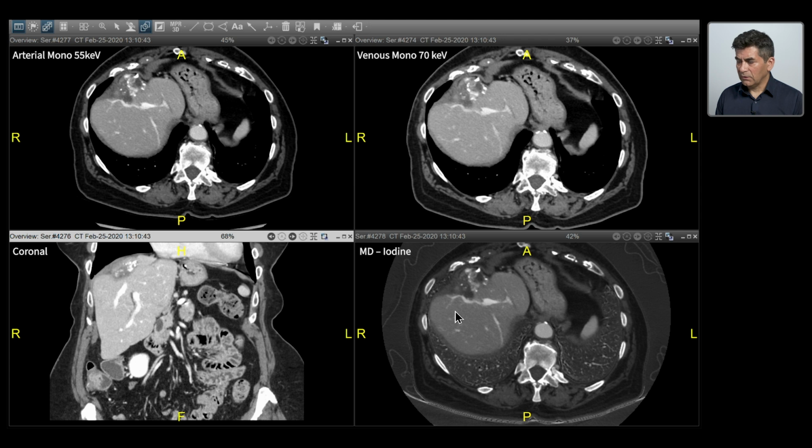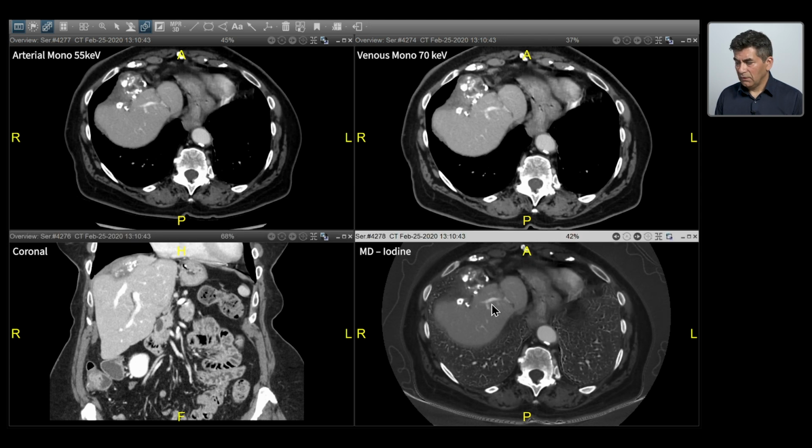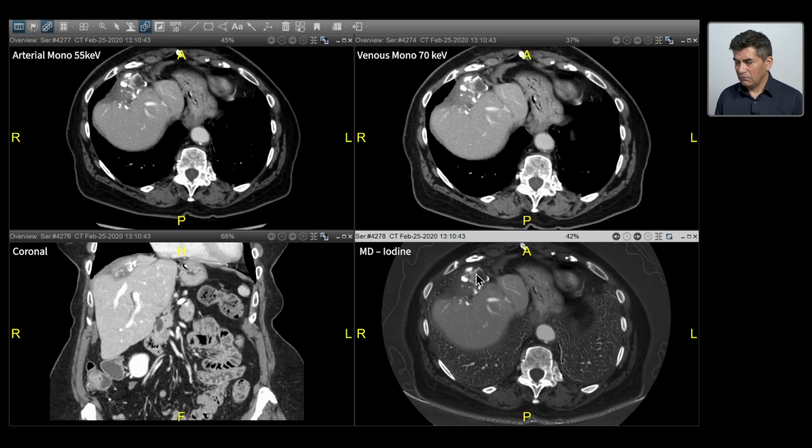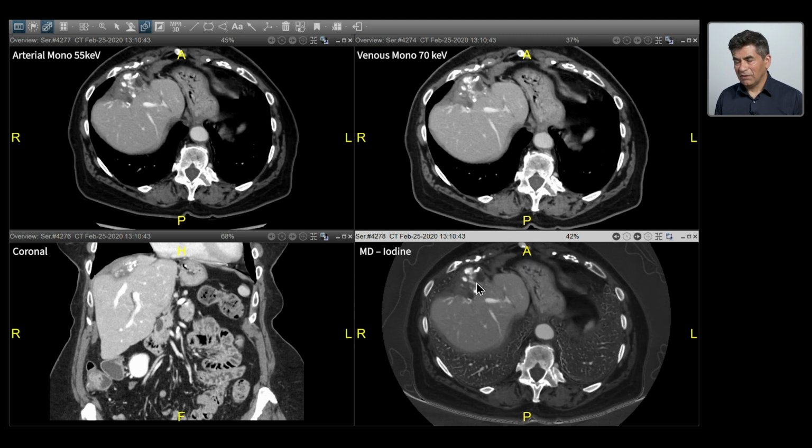Now let's go and look at the material density iodine image. What you notice here is on the material density iodine image, that areas are higher density. Now we know on the material density pair, we are decomposing between soft tissue and iodine. But any material that is higher atomic number than iodine will also stand out as high density here. So the question is, is this enhancing lesion? This is related to expected findings on TACE therapy.